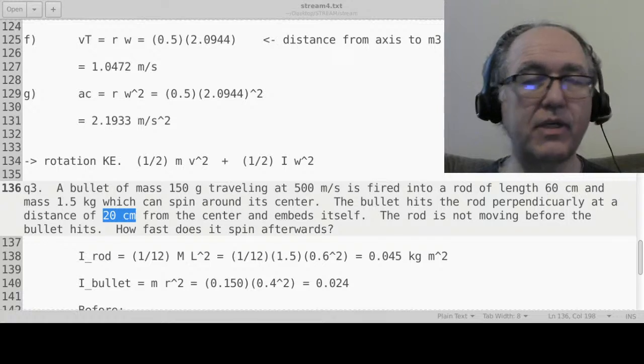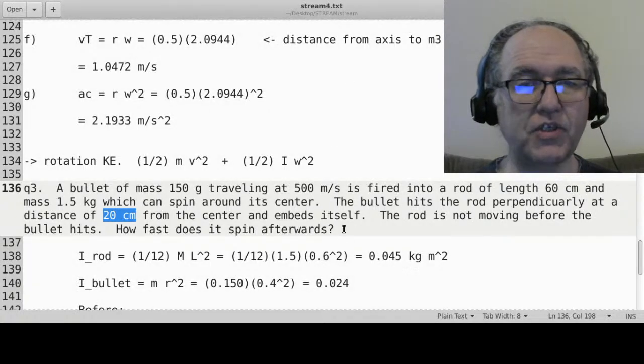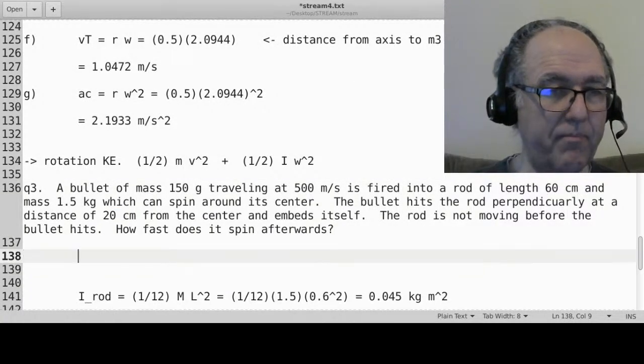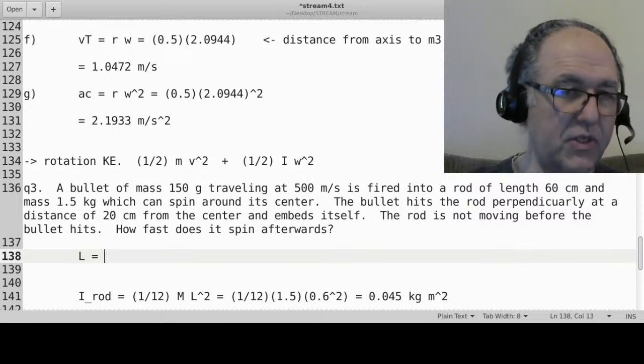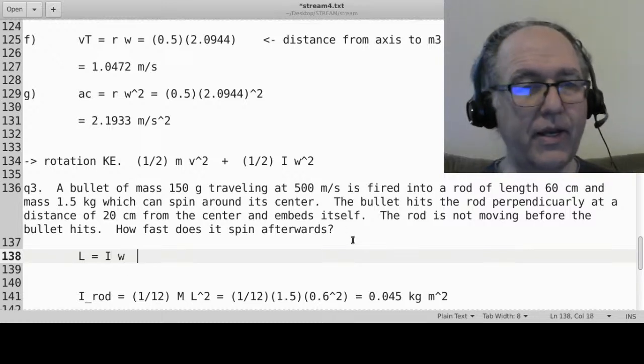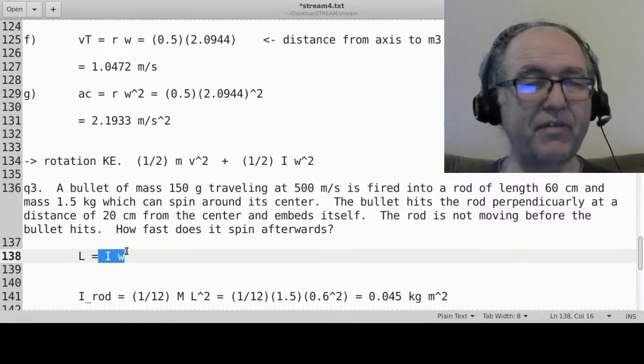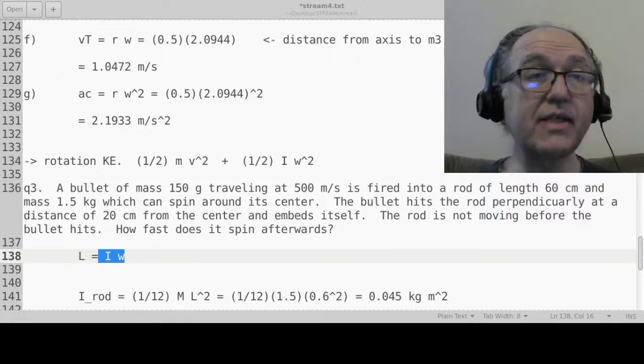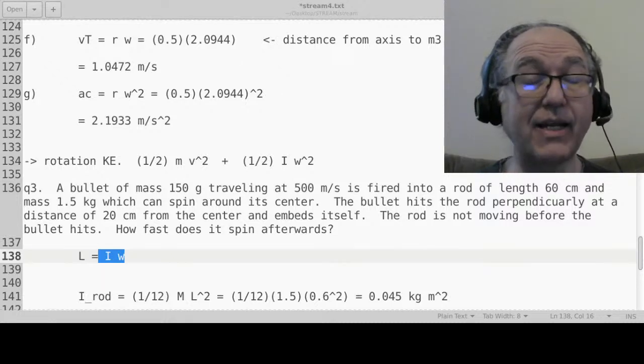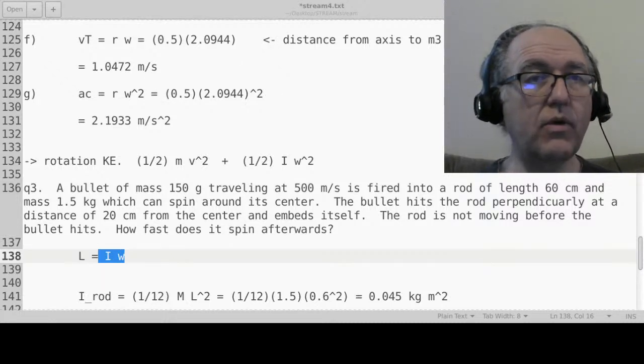Okay, so let's do this. Maybe I should just say, how do you calculate angular momentum? Angular momentum is just I times omega. So we have to calculate I and we have to calculate omega. Let's calculate I for both the bullet and the rod.